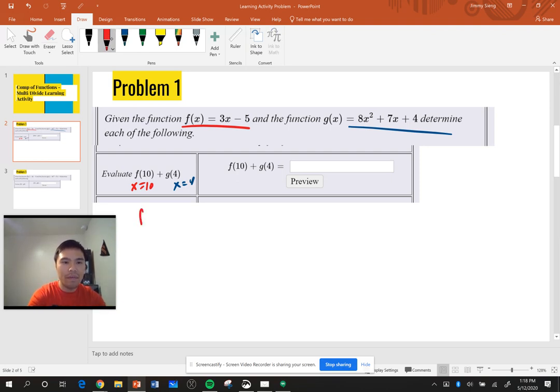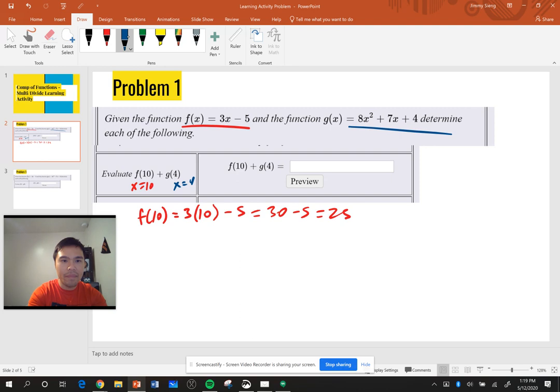Here I have f of 10, sorry, getting confused. And instead of having the x, I'm going to replace that with a 10. And that's just equal to 3 times 10 minus 5, which is 30 minus 5, is 25.